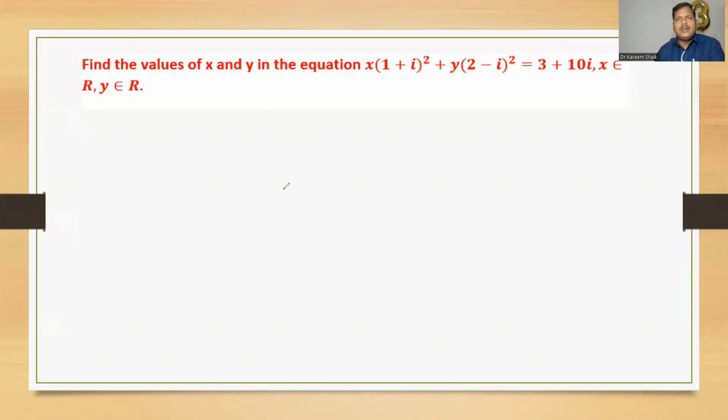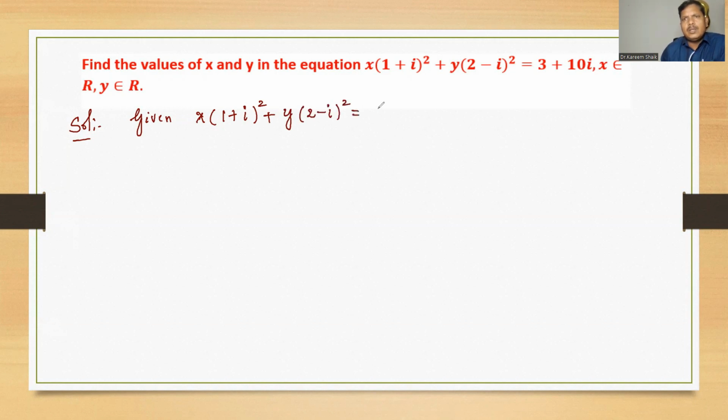Now, let's find the values of x and y in the equation. x times (1 plus iota) whole square plus y times (2 minus iota) whole square equals 3 plus 10 iota, where x belongs to the real numbers and y also belongs to the real numbers. Let's observe this one. Given x times (1 plus iota) whole square plus y times (2 minus iota) whole square equals 3 plus 10 iota.